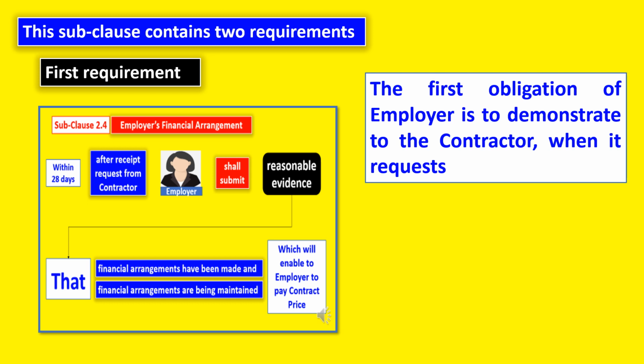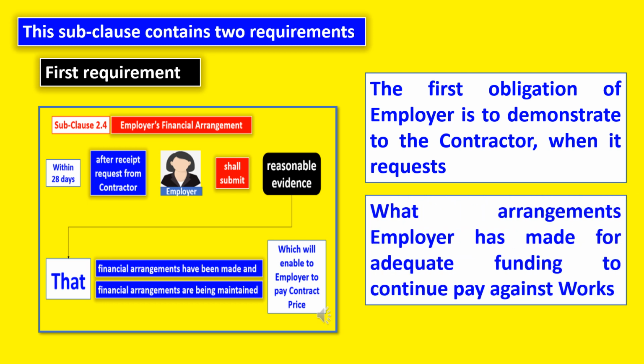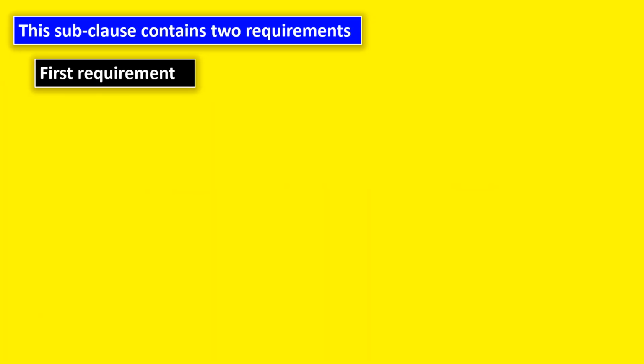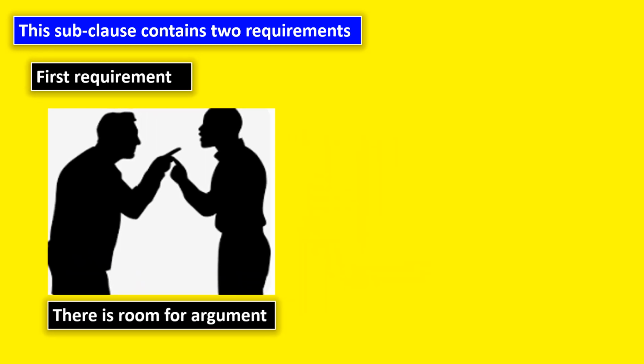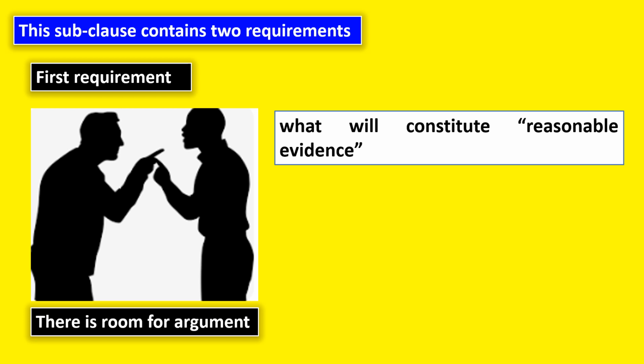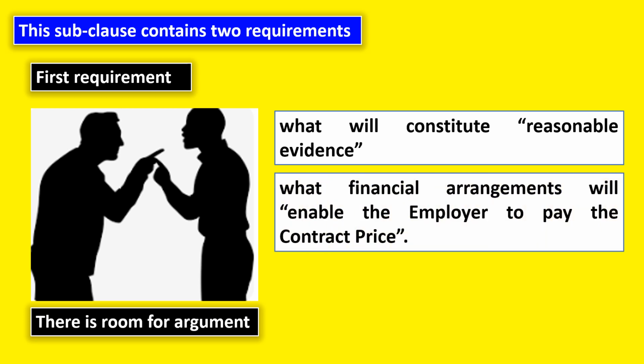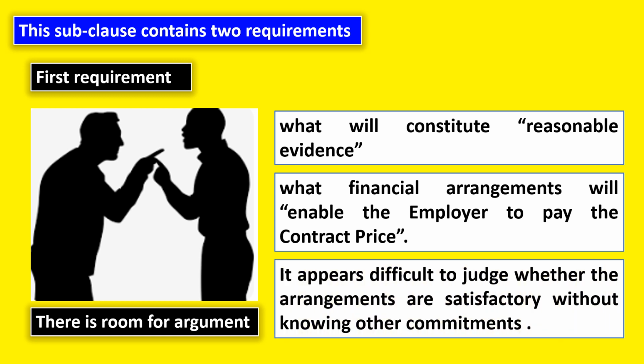The first requirement is the obligation of the employer to demonstrate to the contractor, when the contractor requests, what arrangements the employer has made for adequate funding to continue to pay against works. Well, there is room for argument that what will constitute reasonable evidence, what financial arrangement will enable the employer to pay the contract price. Further, it appears difficult to judge whether arrangements are satisfactory without knowing the employer's other commitments.